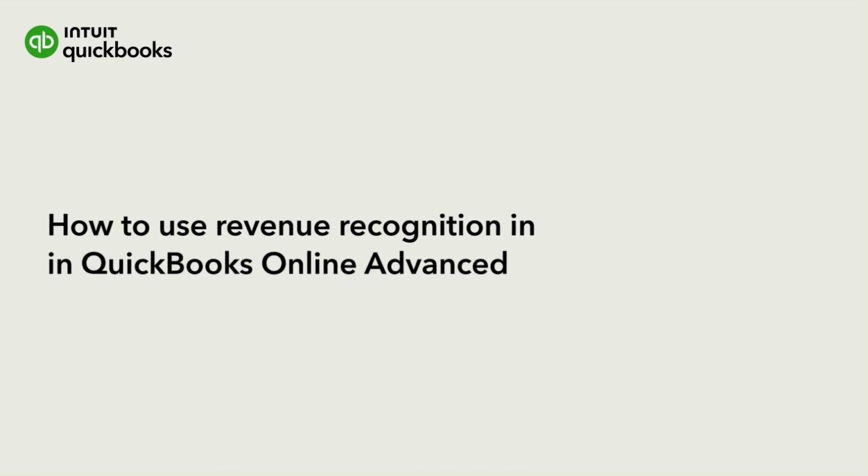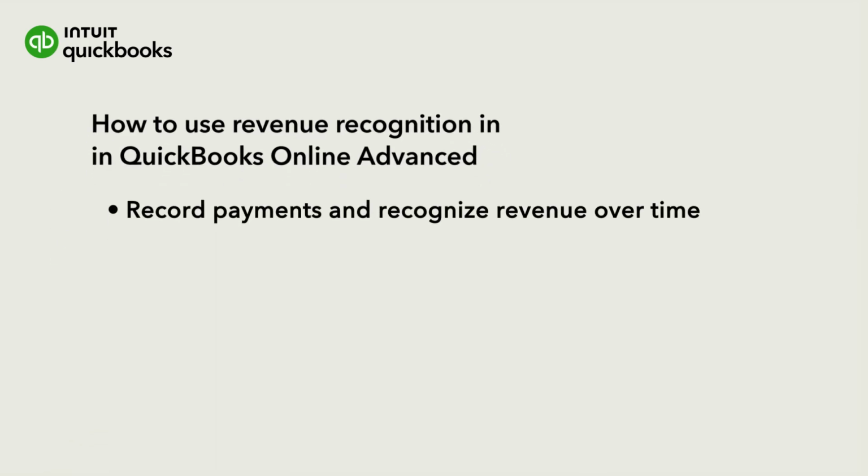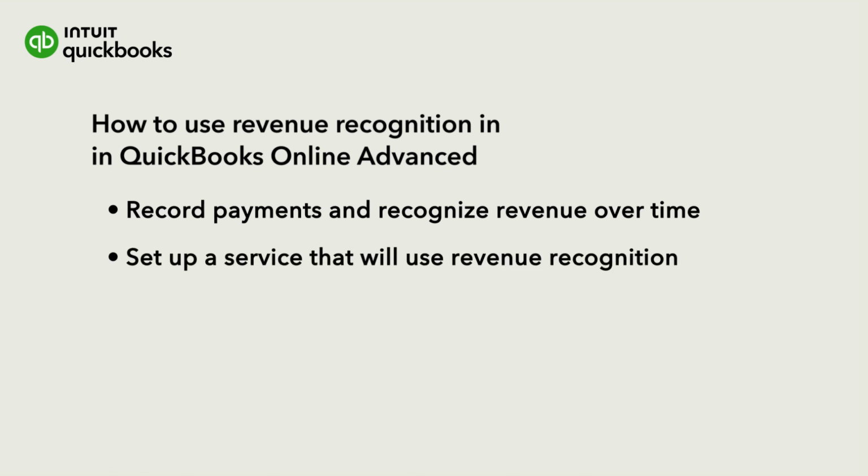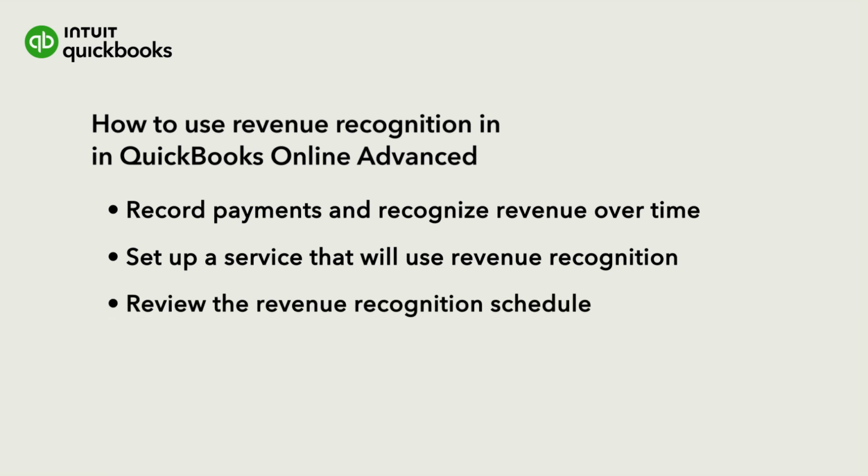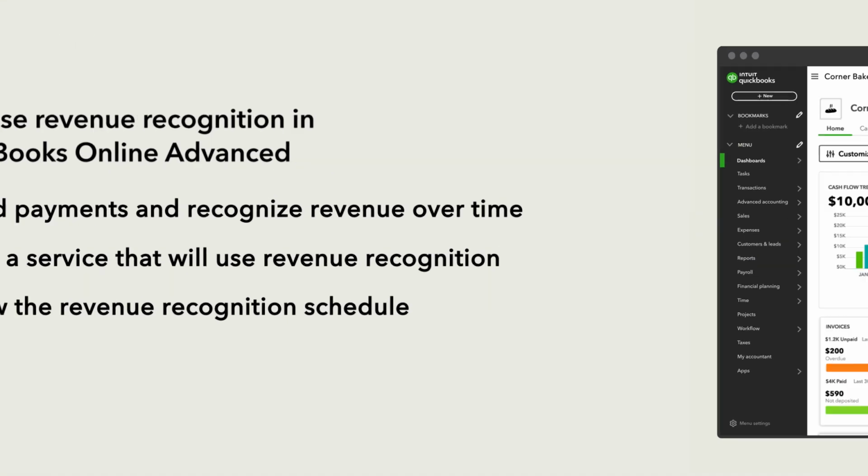With QuickBooks Online Advanced, you can record a payment from a customer for services you'll deliver in the future, and then recognize the revenue over time. Let's go over how to set up a service you'll invoice once and recognize the revenue for each month or day. Then invoice the customer for the service and review the revenue recognition schedule.